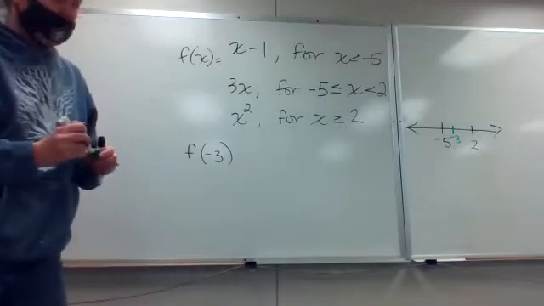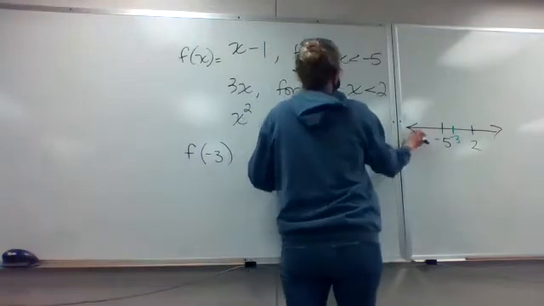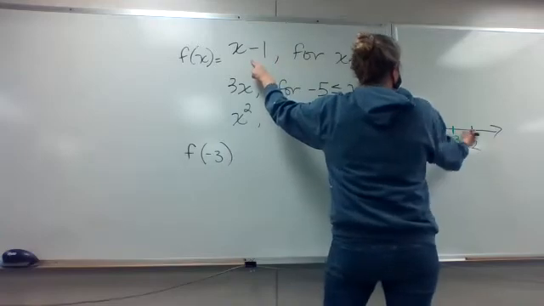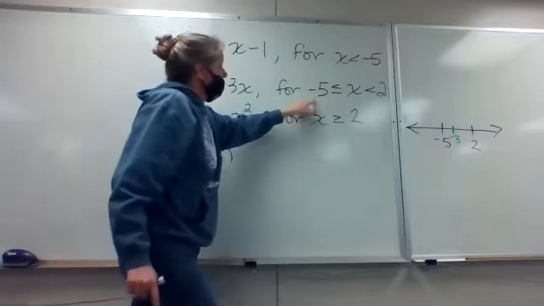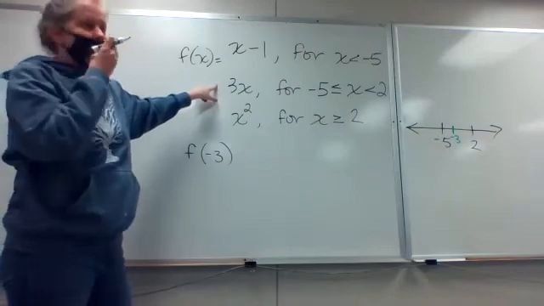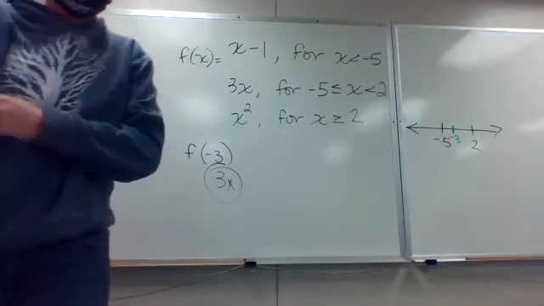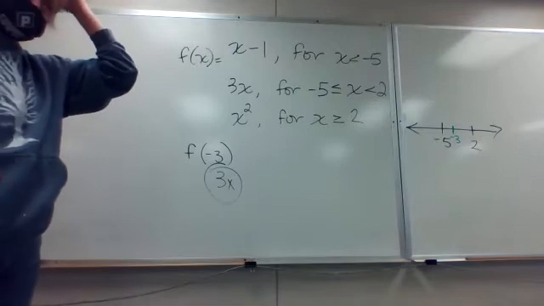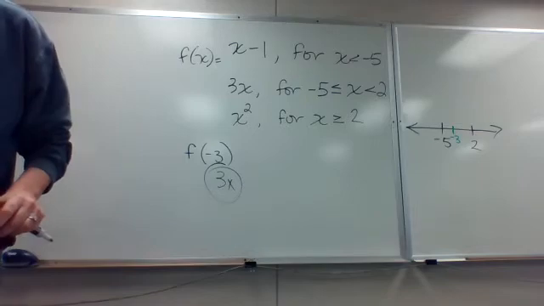Which is where? It's in that middle piece, right? This piece is less than -5, which would go to x minus 1. This piece, which is where my number is that I'm looking for, is in between -5 and 2, which means if I was going to plug it in, which we will get to in a minute, I would plug it into the 3x piece. Right, number 2 is the same kind of problem.